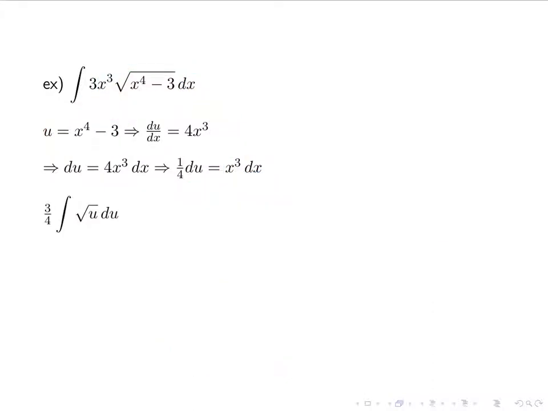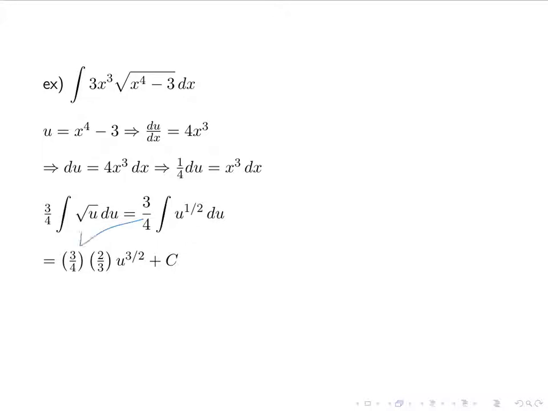So that's what I have. And then in order to integrate it, I am going to change what the square root of u means and make it 3/4 times the integral of u to the 1/2 du. And again, this is something that we integrated earlier. So 1/2 plus 1 becomes 3/2. So that's my new exponent.